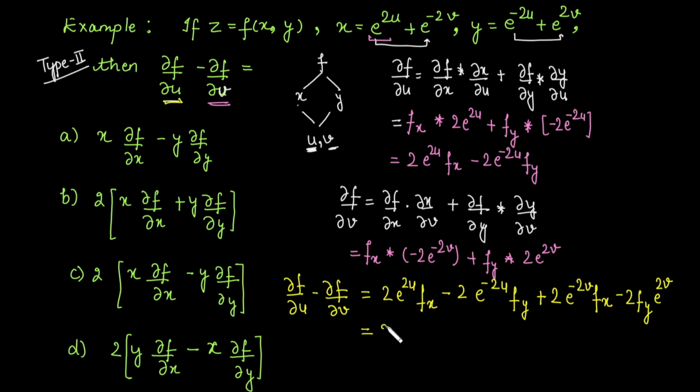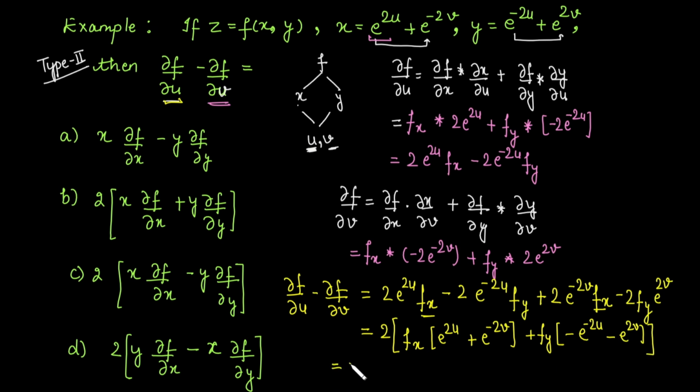Simplify this. We can take 2 outside and collect these terms. The coefficient of the partial derivative of x is e raised to power 2u plus e raised to power minus 2v. Then the coefficient of the partial derivative with respect to y, that 2 is already taken outside, we have minus e raised to power minus 2u, and in this case, minus e raised to power 2v.